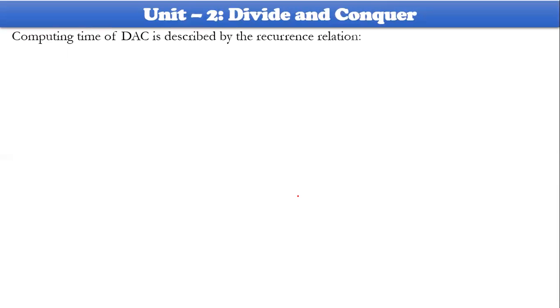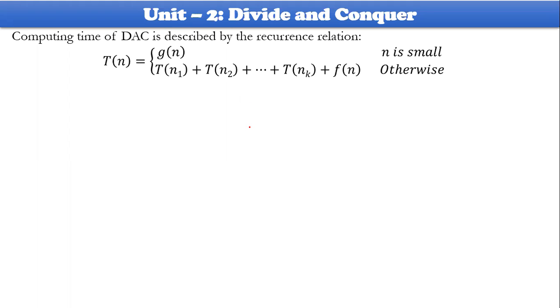Then, to solve this particular divide and conquer, what is the computational complexity? How will the computational complexity be taken into consideration here? Look at this. This is the first form of recurrence relation. T of n equal to either g of n or T of n1, n2, n3, and so on, nk plus f of n.